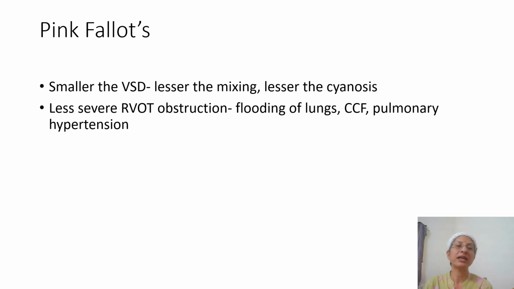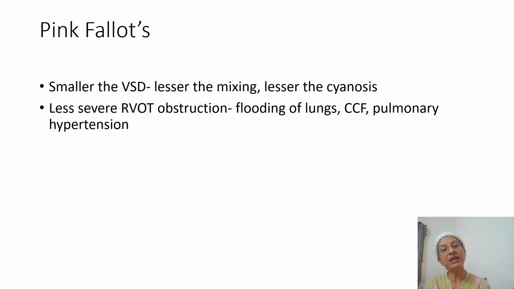Now there's a condition called pink Fallot. We have heard of tetralogy of Fallot, called tetralogy because there are four components. Now what is pink Fallot? This child has got all the components of tetralogy of Fallot but apparently is not as blue. He's in fact looking like a normal child. This is because there are two components which are different from the conventional tetralogy of Fallot. First component is that the VSD is smaller in size and the right ventricular outflow tract obstruction is less severe.